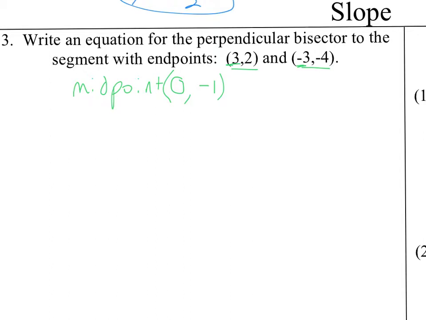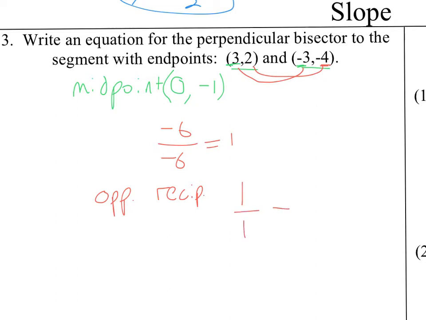Now I've got to find the slope. The slope between these two would be negative 4 minus 2, which is negative 6, over negative 3 minus 3, which is negative 6. The slope would be 1. For perpendicular, we're looking for the opposite reciprocal. The opposite reciprocal of 1, which is 1 over 1, I'm going to flip the 1s and make it negative, so I get negative 1 over 1, or negative 1. Interestingly, because of the points I chose, this is going to be the y-intercept. So we can pretty happily do a y equals mx plus b equation. Y equals negative x minus 1 for that intercept.